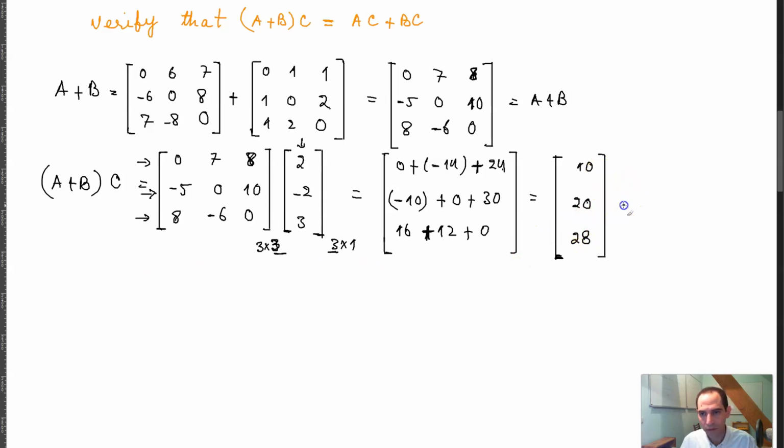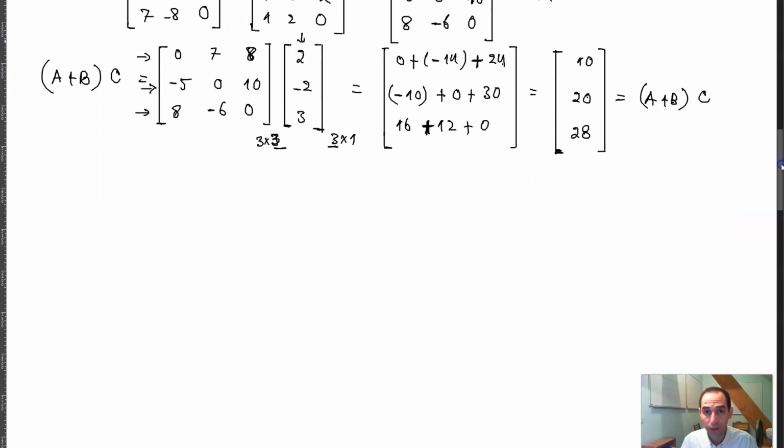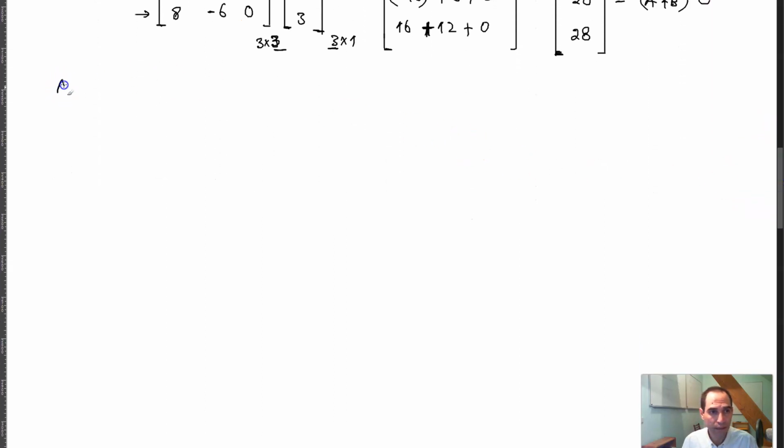So that is (A plus B) times C. Now AC plus BC, we can create that also bit by bit, meaning that I create AC as basically A times C, which is equal to 0, 6, 7, negative 6, 0, 8, and 7, negative 8, 0.